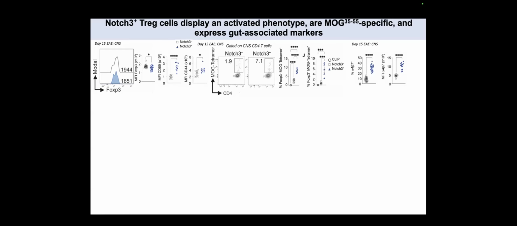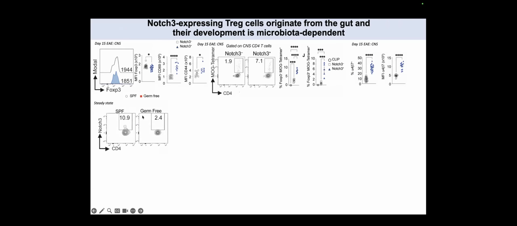Several studies have shown that the gut microbiota and the gut-brain axis are really involved in MS and EAE. Based on that, we wanted to know if the gut microbiota is involved in the induction of Notch3 expression. For that, we first analyzed at steady state the expression of Notch3 in the gut lamina propria of the mice, and we find that at steady state, Tregs express Notch3 in the gut. We then performed the same analysis in germ-free mice that have no microbiota, and we show that by removing the microbiota, Notch3 is not expressed in Tregs.